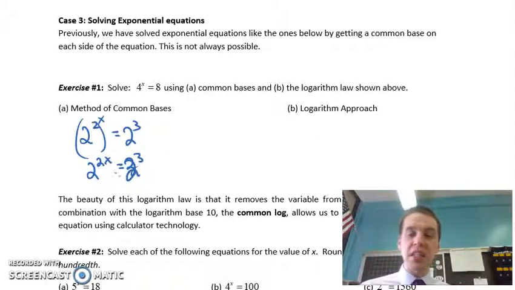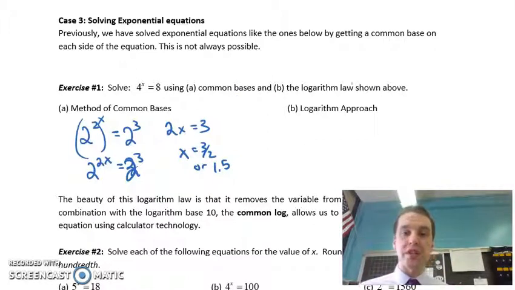And because the bases are the same, just as we talked about in case 2, when the bases are the same, we can set the exponents equal to each other. And we're going to get x to equal 3 over 2, or how many of you like it, 1.5. Now the logarithmic approach works in what I would always do first, because we can't always think that we're going to get common bases unless it's made so you can do that.